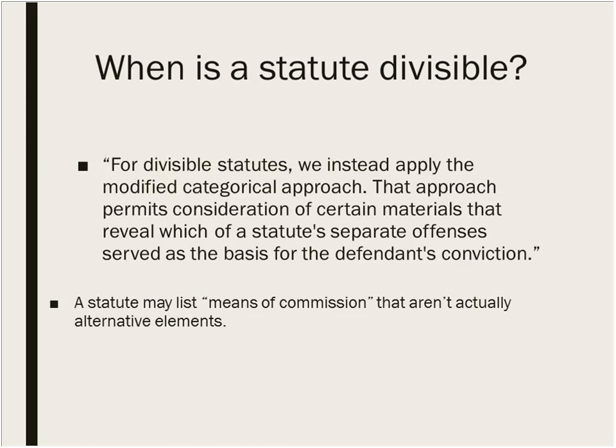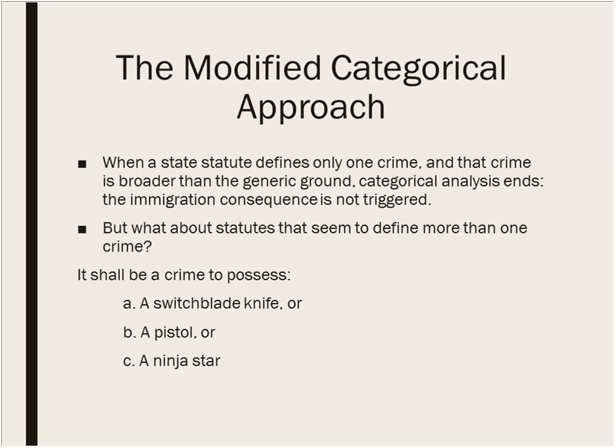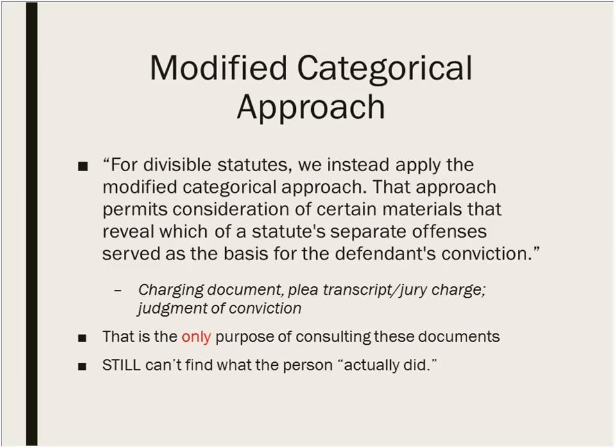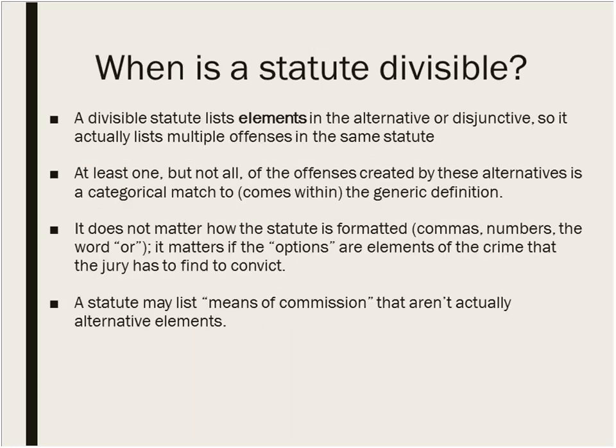So if you go back here, this statute that I made up here, it has subsections and it has ors in it, but what's really important about this statute is that one of the subsections matches the firearm ground, for example, and the others don't. That's the hallmark of a divisible statute, assuming that the jury would have to find which weapon it was, right? So if you've got part of the statute that triggers the removal ground and part that doesn't, then that's divisible. Again, it doesn't really matter how the statute is formatted.